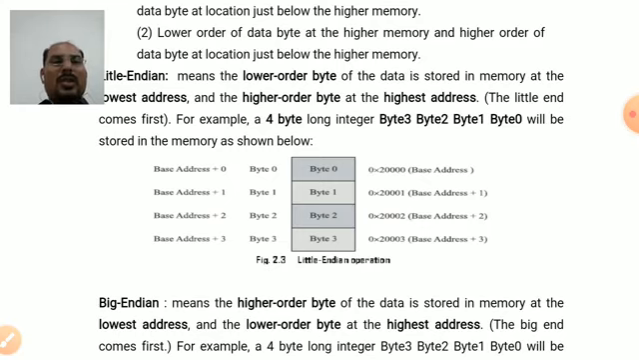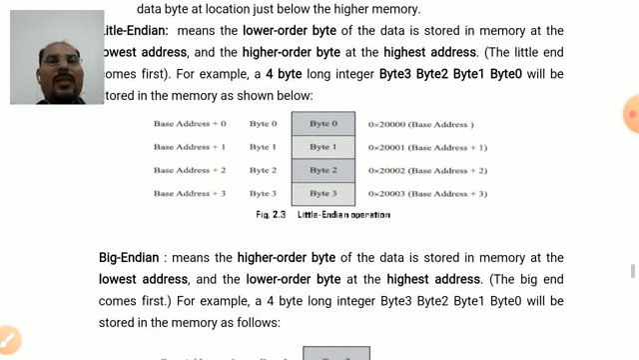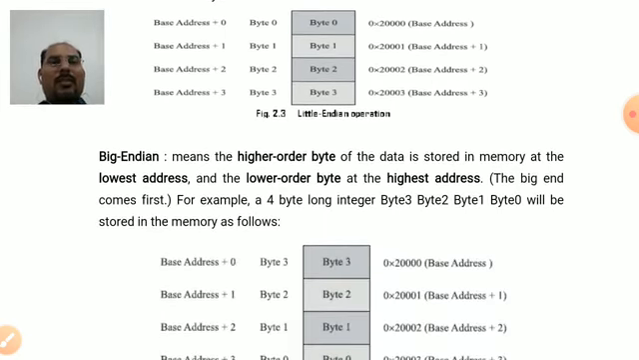See here, byte 0 is stored at the 20,000 memory location. Byte 1 is stored at 20,001, byte 2 at 20,002, byte 3 at 20,003. It means the lower byte is stored in the lower memory location, the higher byte is stored in the higher memory location. This is called a little endian. The opposite of this is called a big endian.